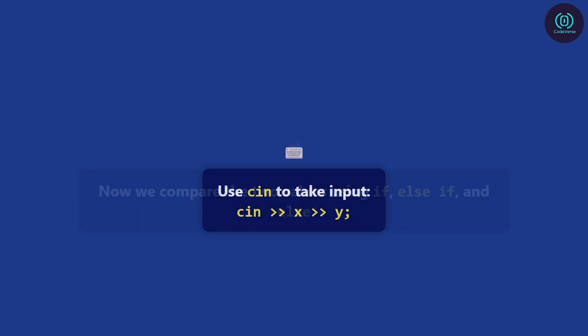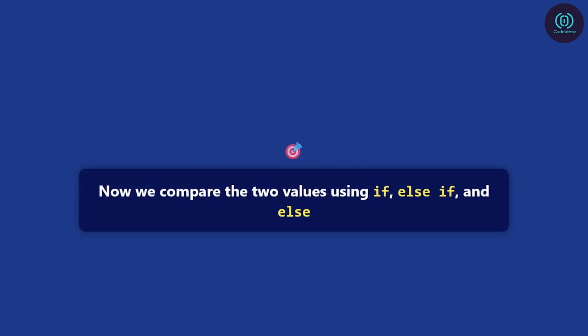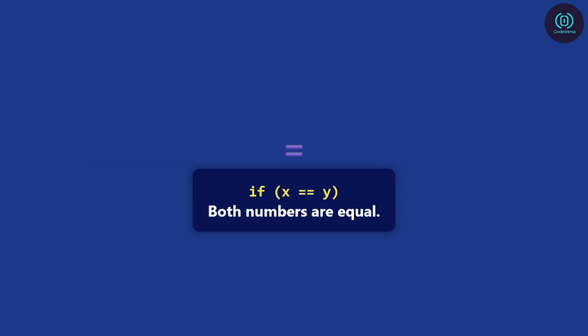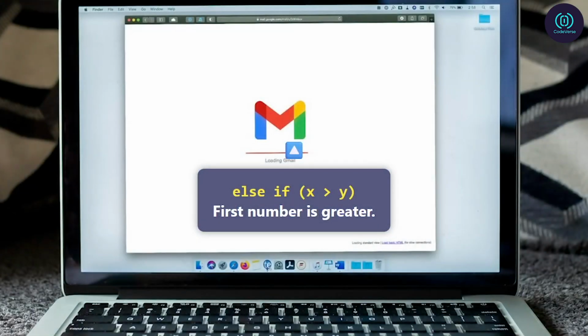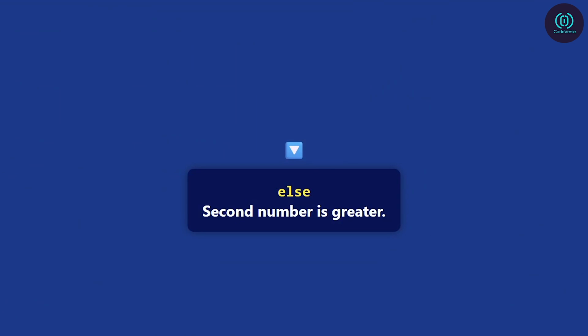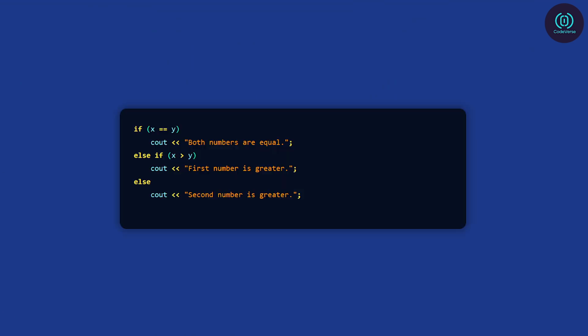Now comes the fun part, we compare those two values. If x is equal to y, that means both numbers are equal. If x is greater than y, we'll say the first number is greater. Otherwise, we know y must be greater. Let's write the condition: if x equal to y, cout both numbers are equal; else if x greater than y, cout first number is greater; else, cout second number is greater.